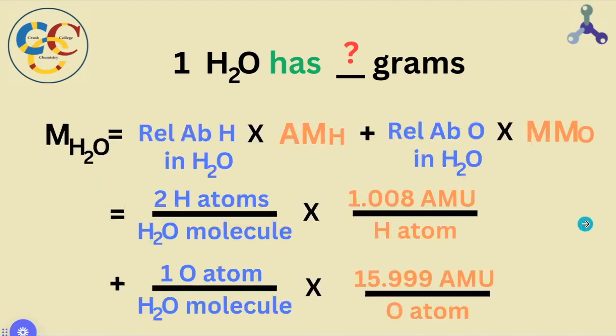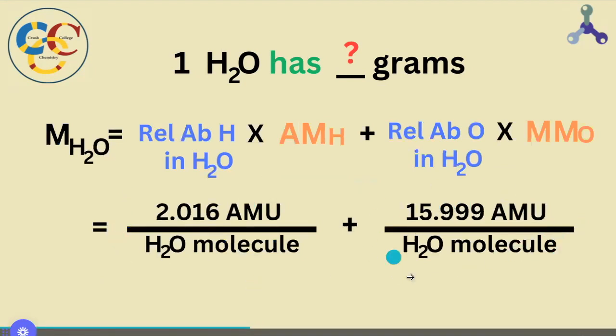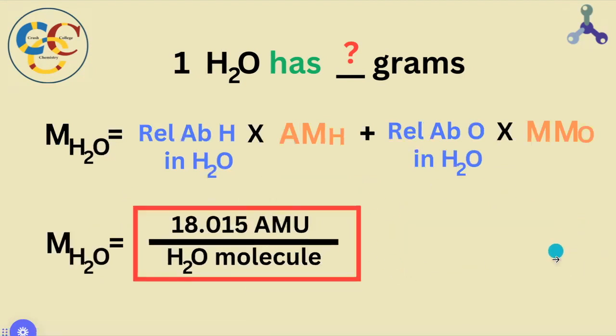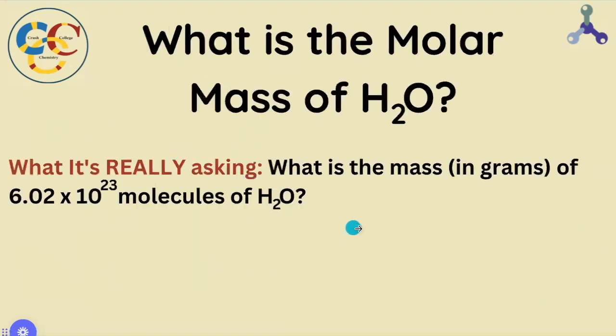Expand everything out, cross out the units, and we are left with the mass contribution of hydrogen plus the mass contribution of oxygen. And we get that a single water molecule is 18.015 AMUs. Next question is, what is the molar mass of water?